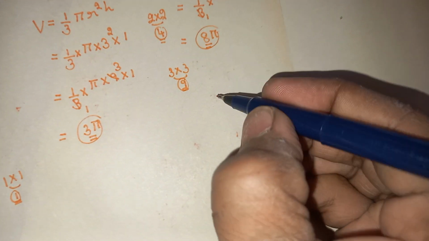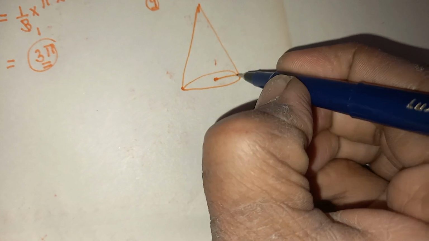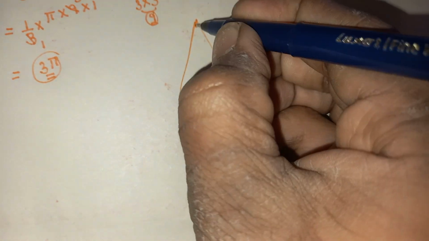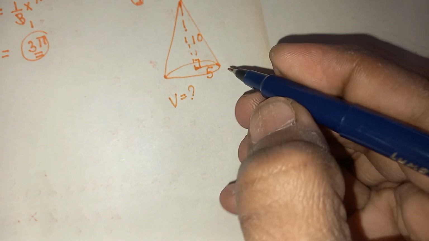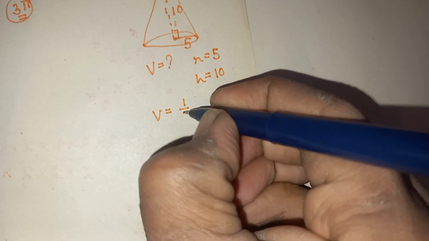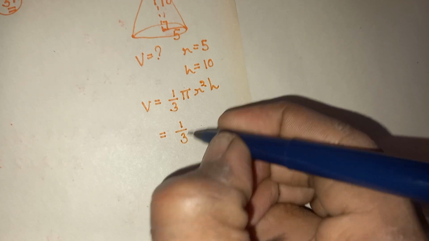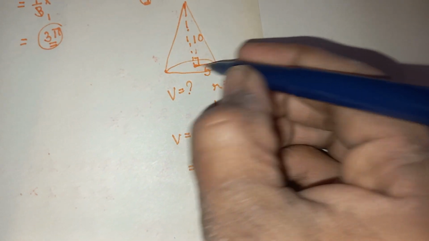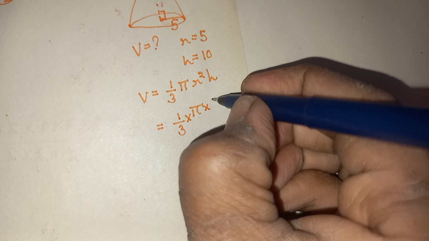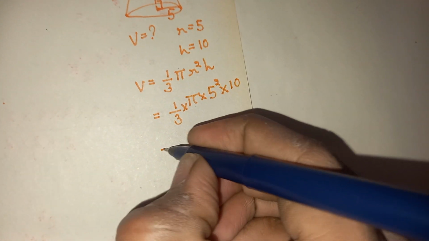Let's take another cone. This one has a radius of 5 units and a perpendicular height of 10 units. You need to find out the volume. Volume of this cone can be written as 1 by 3 times pi r square h. So it becomes 1 by 3 times pi times, here the radius is 5 units, so radius square means 5 square, times the perpendicular height, which is 10 units.